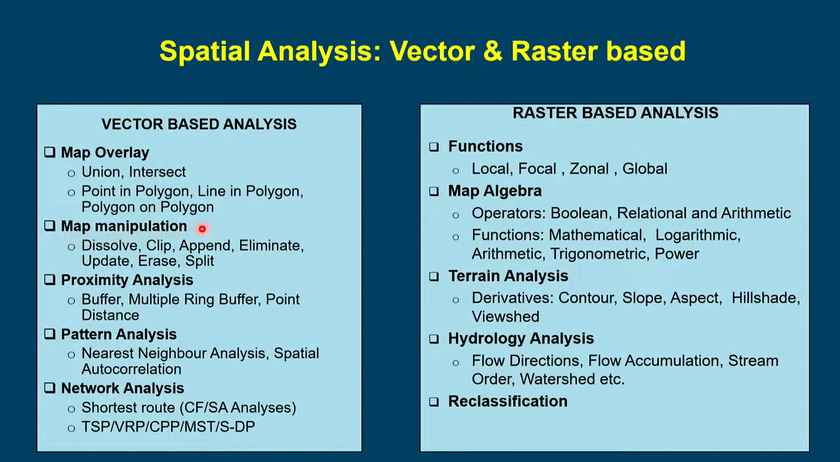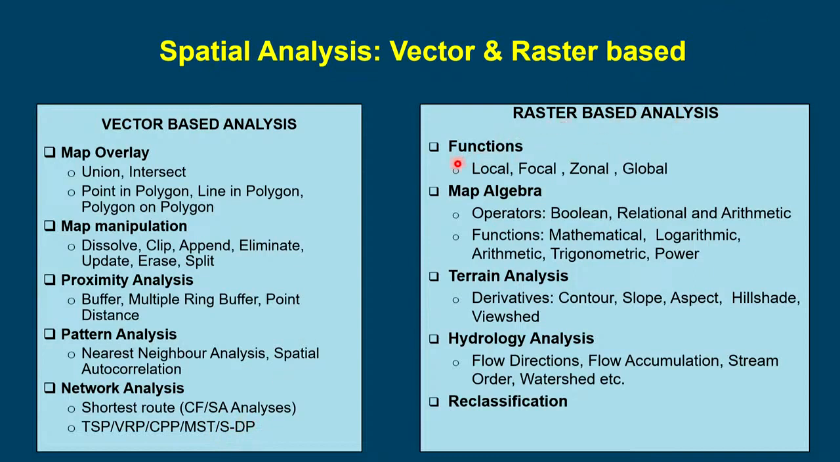Similarly, for map manipulation, dissolve, clip, append, eliminate, update, erase, and split tools are there for data manipulation. Proximity analysis like buffering, multiple ring buffer, point distance. Pattern analysis tools are there like spatial autocorrelation and nearest neighbor analysis. Network analysis like shortest path or shortest route, closest facility, and service area analysis. TSP means traveling salesman problem, VRP vehicle routing problem, CPP Chinese postman problem, MST minimum spanning tree problem, SDP supply demand problem. So these are related to travel as well as transportation problems, you can say.